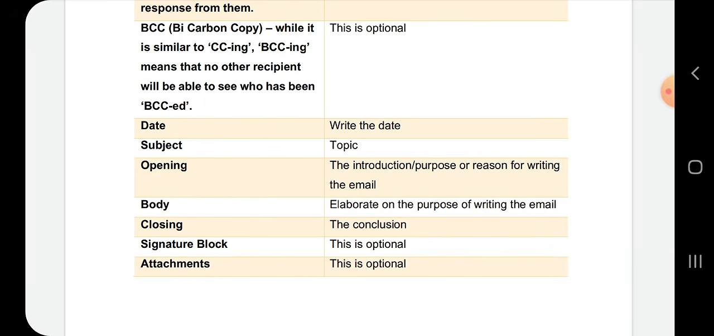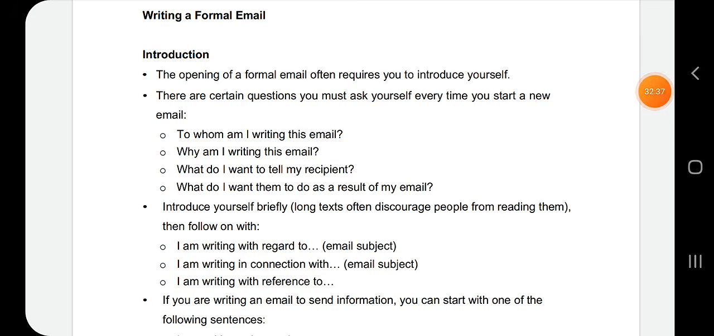You must have a subject, what you're going to be talking about. You must have an opening, introduction, a body, a closing, and then signature block and attachments if you are sending any documents to accompany the email. So the opening of a formal email often requires you to introduce yourself. There are certain questions you must ask yourself every time you start a new email. To whom am I writing this email? Why am I writing? And what do I want to tell the recipient?